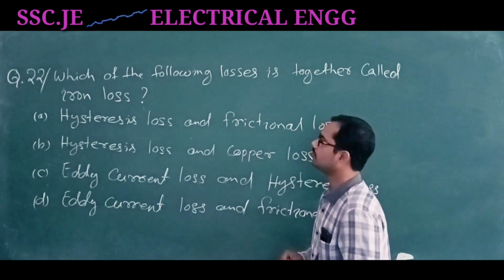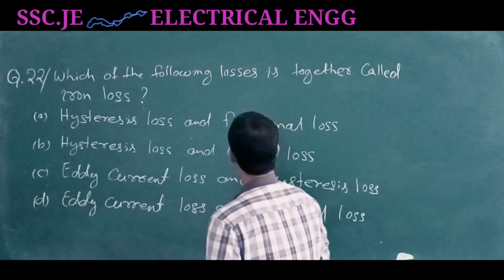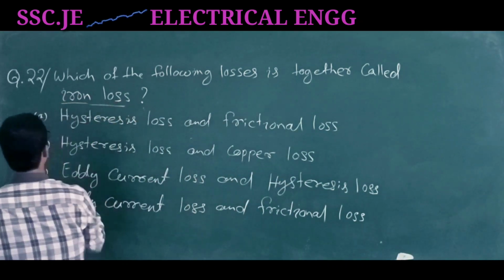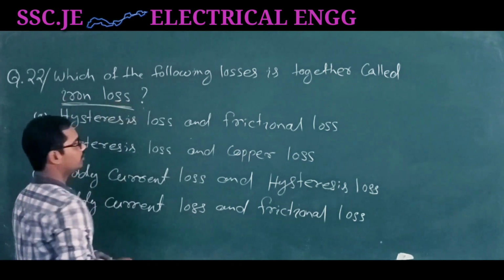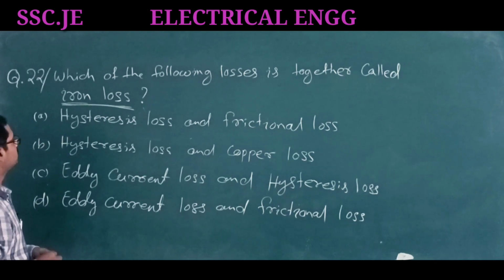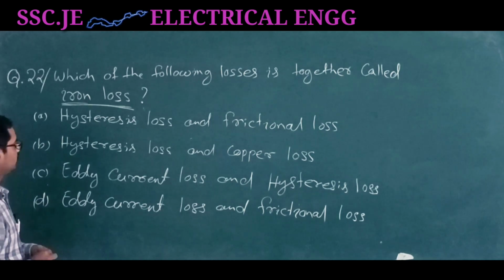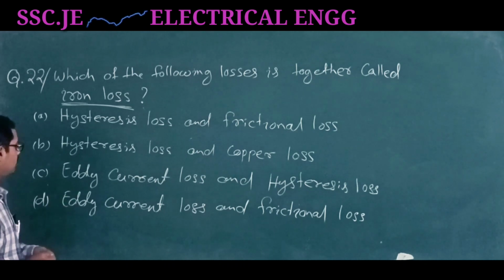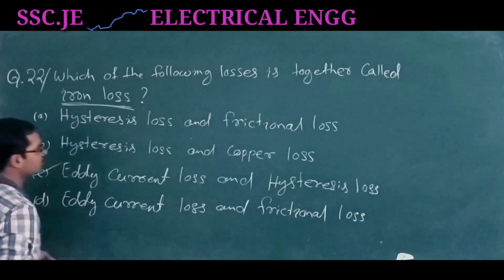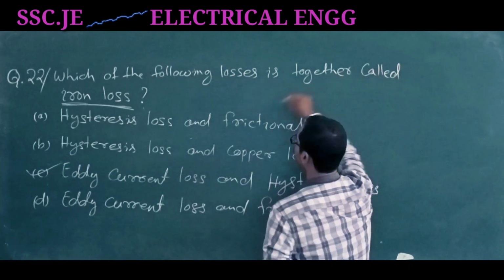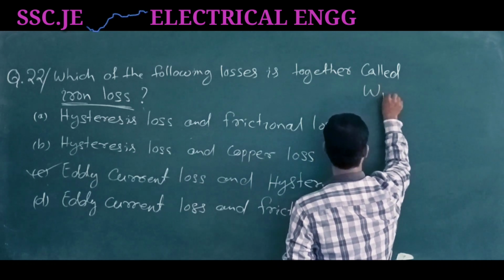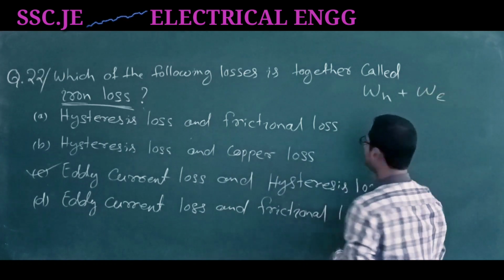Coming to the next question, question number 22. Which of the following losses is together called iron losses? So iron losses are also related to your transformer. The options are hysteresis losses and frictional losses, hysteresis losses and copper losses, eddy current losses and hysteresis losses, and eddy current losses and frictional losses. So the answer is eddy current losses and hysteresis losses. The iron loss is the combination of your hysteresis loss plus eddy current loss.